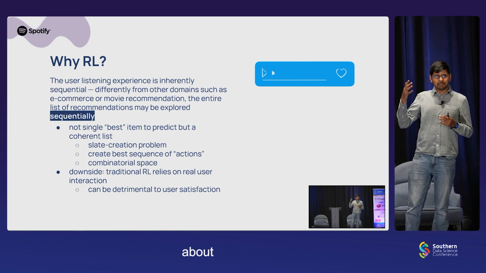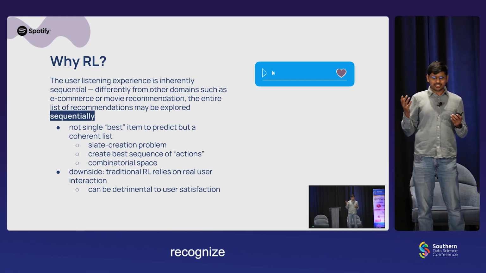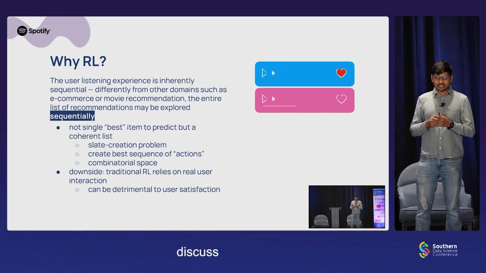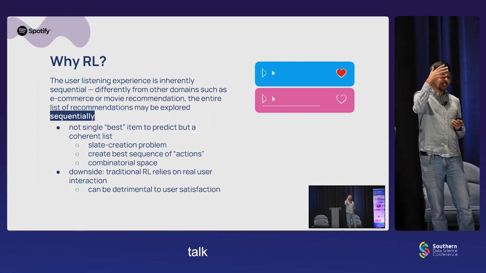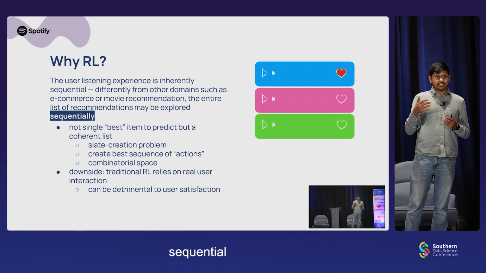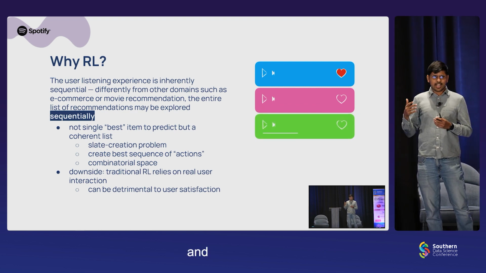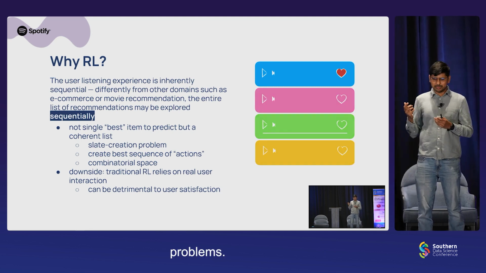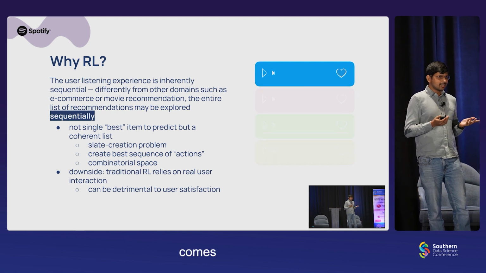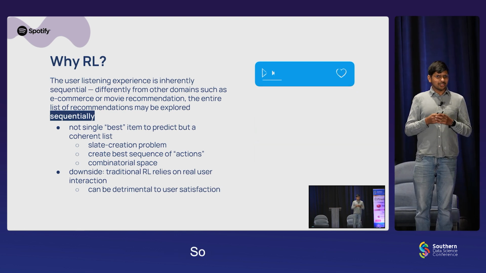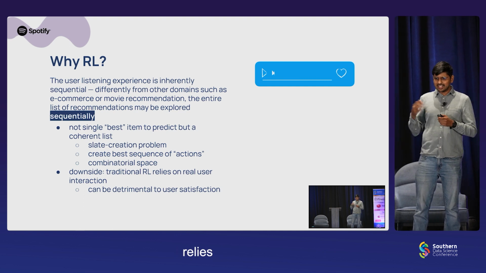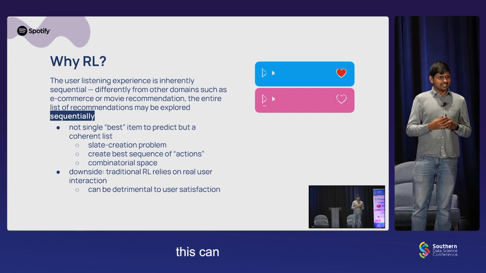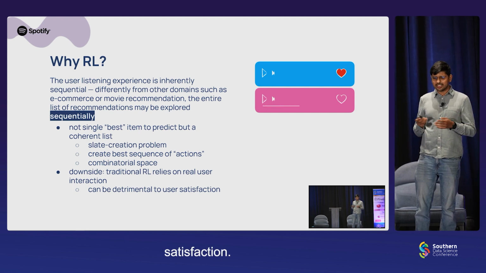At this point, when I talk about sequence, some of you would already recognize the crazy permutation and combination behind this problem, and this is something that we'll discuss later. So when we talk about the sequence of tracks, this is a sequential decision-making process. And reinforcement learning is a very popular tool to tackle sequential decision-making problems. But with it come certain complexities. Traditional reinforcement learning relies on the agent having interactions with the real users. And this can be detrimental towards user satisfaction.